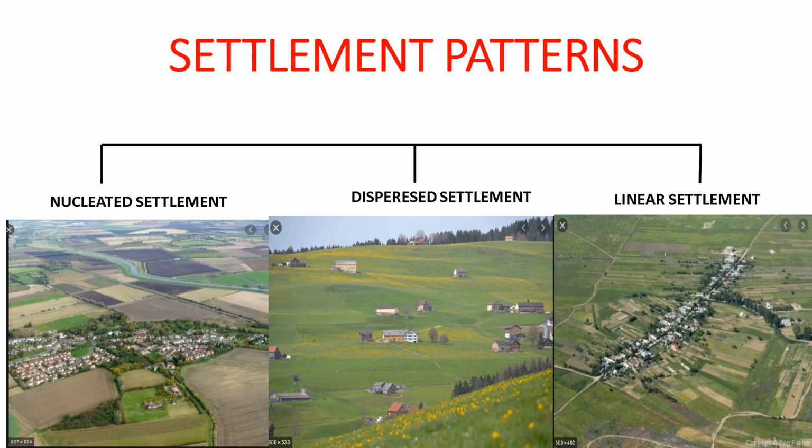So children, we begin with settlement patterns today, page number 16. On a topo sheet, several settlement patterns are shown. The three main types of settlement patterns are as follows: the nucleated settlement, the dispersed settlement, and the linear settlement. Now, nucleated settlements means that the buildings and huts are in compact clusters.